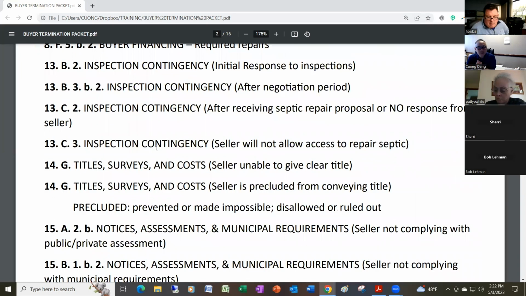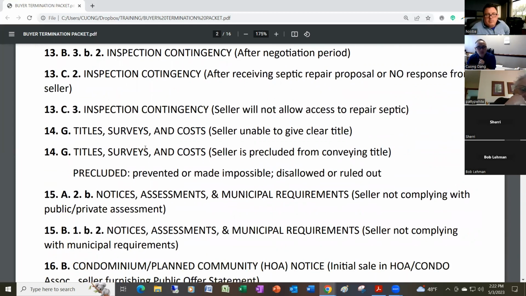So we're done with inspection contingencies. Any questions under that by chance? Okay, so notice I don't have paragraph 12. Okay, that's not where you cite to terminate. It's paragraph 13. Okay. All right, 14. What do we have under 14? Title, surveys, and costs. So there's 2 spots.